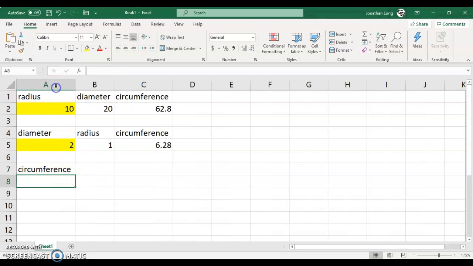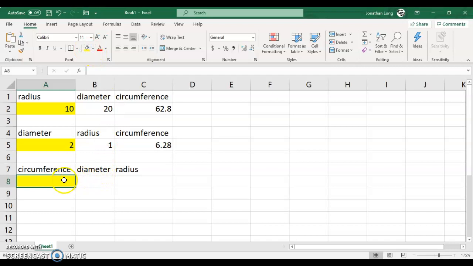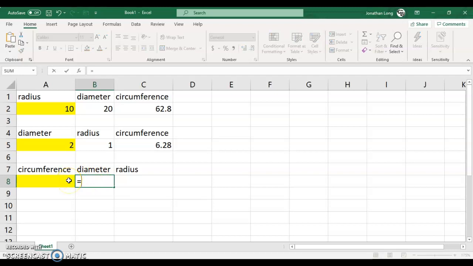So again, I'm going to go up between the A and the B, double click. The only two things you can get from circumference would be diameter or radius. So it's the same three things in just different orders. So let's go ahead and make this yellow. And whenever I get a circumference, I'm going to put it here. All right, how do I get circumference to diameter? Well, the formula was diameter times pi. So what's the reverse of diameter times pi? It would be divide by pi. So we're going to take the circumference, A8, divided by 3.14. So equals A8 divided by 3.14.